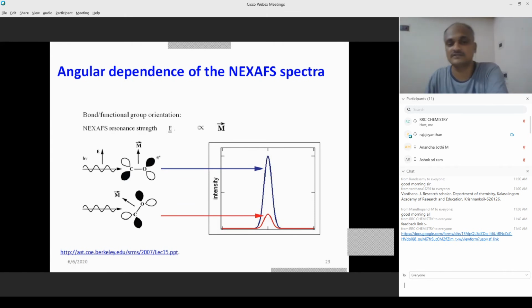If the carbon monoxide is absorbed differently, for example, perpendicular or at some tilted angle, in this case the electric field vector of the incident X-ray does not lie parallel to the magnetic dipole moment. On resolving this, the resultant vector will be very different and will have a lower intensity. So you are having a small red spectrum here, and this tells that the molecule is not parallel to the surface, and it is aligned perpendicular to the surface of the material. So you can get this kind of information by using NEXAFS spectroscopy.